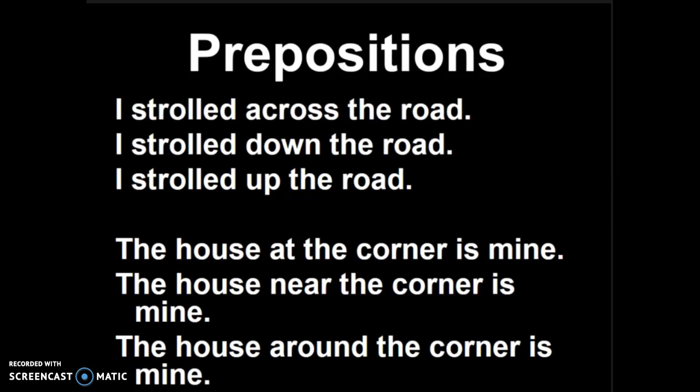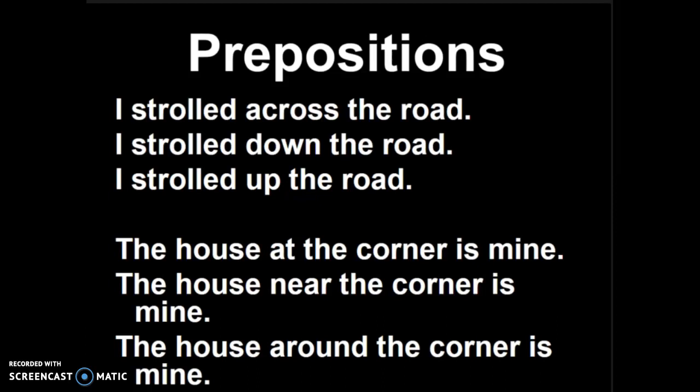Now, on this slide here, you'll see that there are 6 sentences, 3 about a road and 3 about a house. Let's read each one of them together. First one says, I strolled across the road, I strolled down the road, I strolled up the road. Only words that are changing in there are those 3 words, across, down, and up, are all prepositions. And prepositional phrases will really change the content of the sentence. Across the road, down the road, and up the road are 3 totally different things.